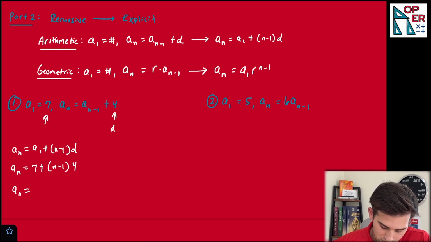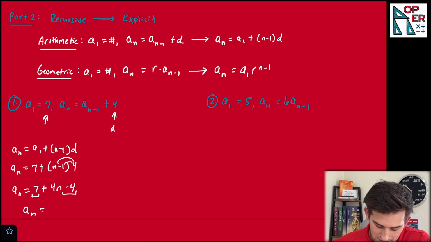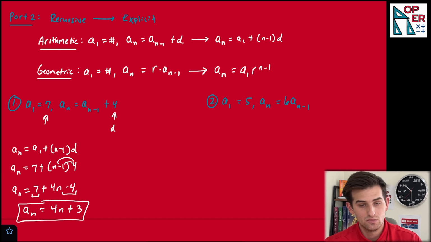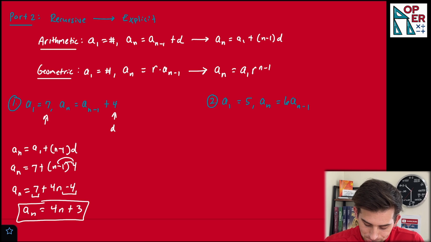Now I'm going to distribute this 4 to the n and to the negative 1. So 7 plus 4n minus 4. And notice here we have a 7 minus 4. So our final explicit rule would be a sub n equals 4n plus 3. All right, so that'd be the explicit rule from the recursive equation.